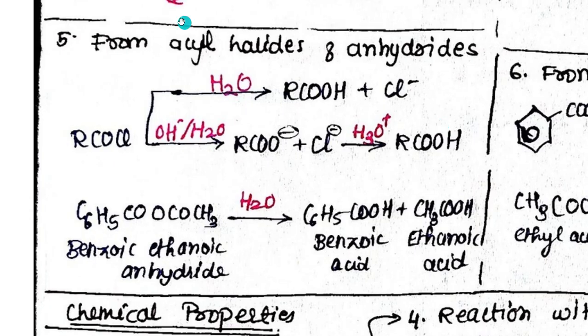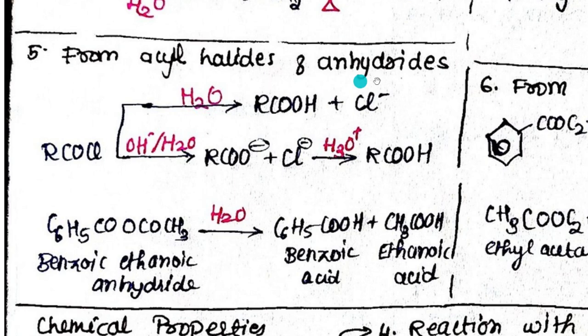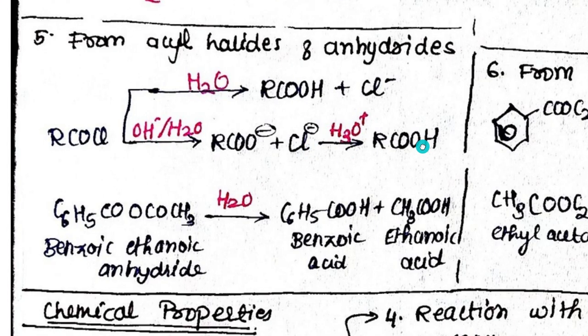Then coming to acyl halides and anhydrides. So this is my acyl halide. What is happening over here? Reaction with water will directly give me RCOOH plus Cl minus, and reaction with OH minus and water will give me RCOO minus plus Cl minus. Again, further reaction with H3O plus will give me RCOOH.